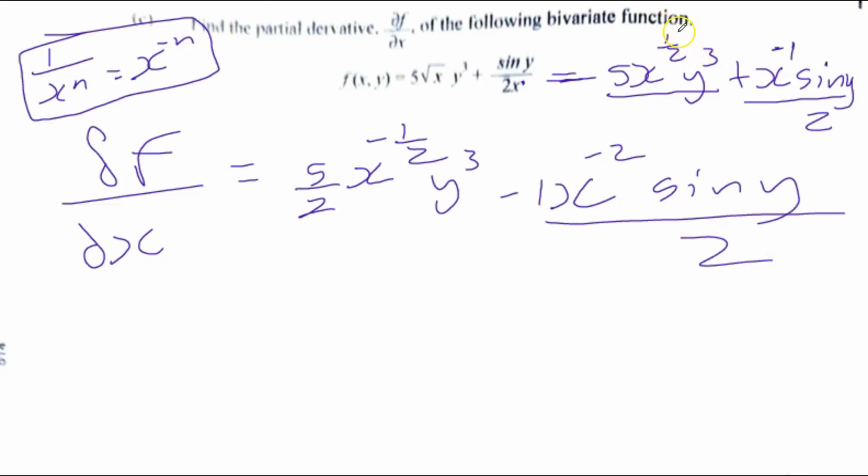So again, for the first term, multiply by the x power half. Subtract 1 from the x power half. So half minus 1, negative half. Next term, multiply by the x power negative 1 and subtract 1 from the x power. So minus 1, minus 1. And that's all there is to it.